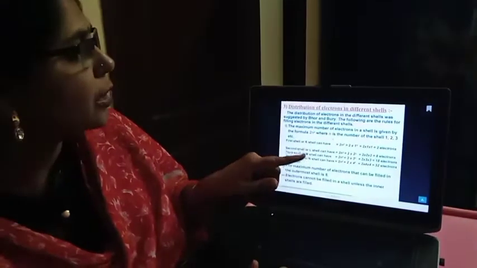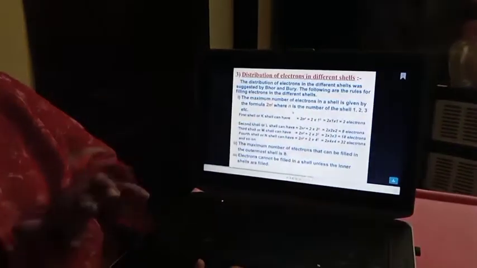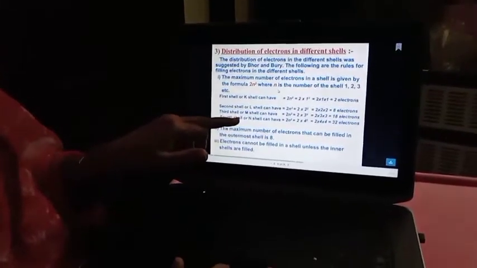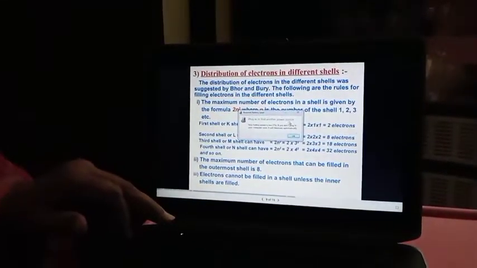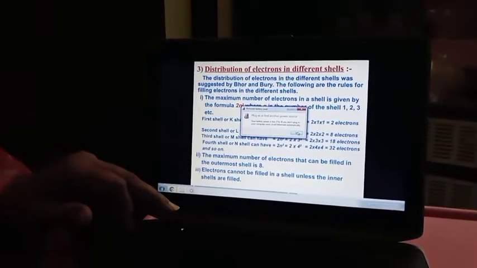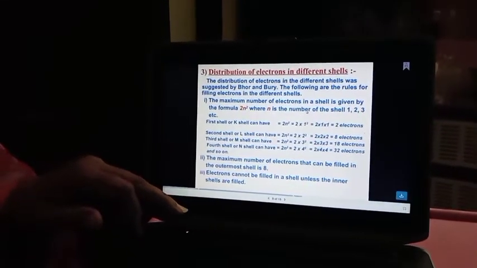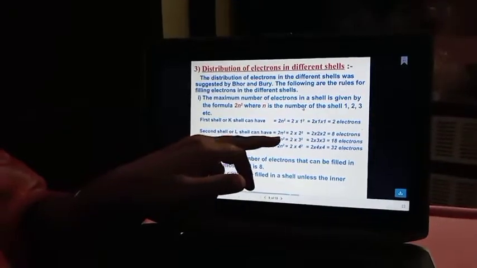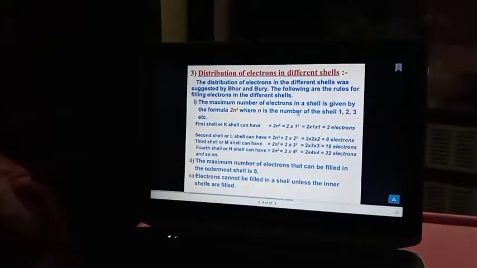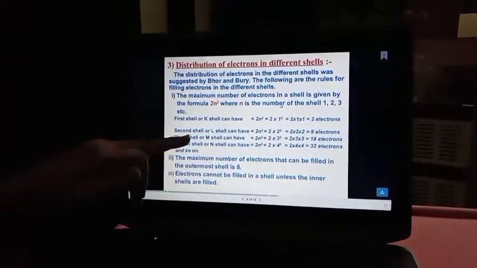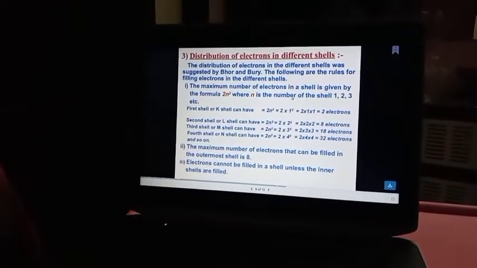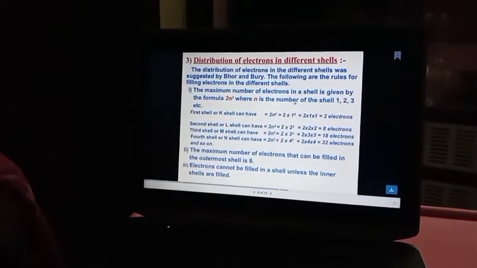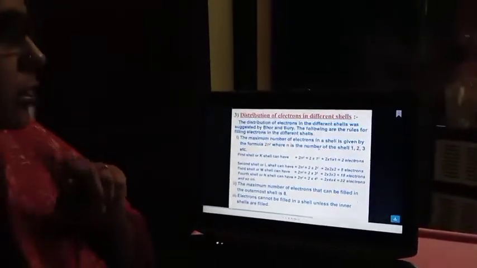The first shell, or K shell, has 2n squared equal to 2 into 1 squared, that is 2 electrons. The second shell, or L shell, has n equal to 2, so 2n squared is equal to 2 into 2 squared, that is 8 electrons. The M shell can have 18 electrons, and the N shell can have 32 electrons. The maximum number of electrons that can be filled in the outermost shell is 8.